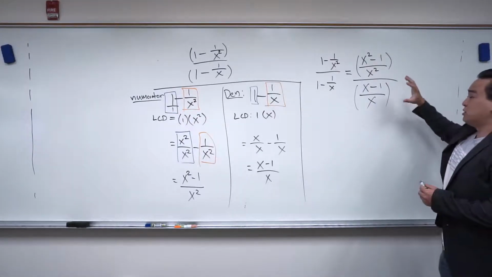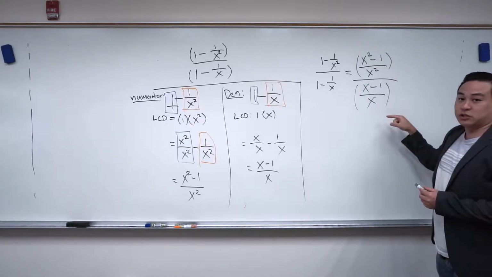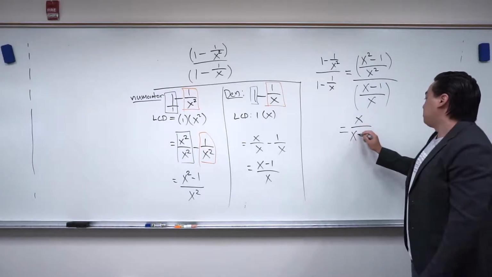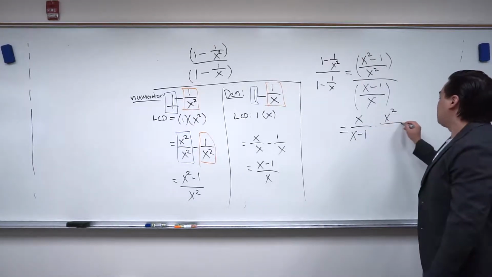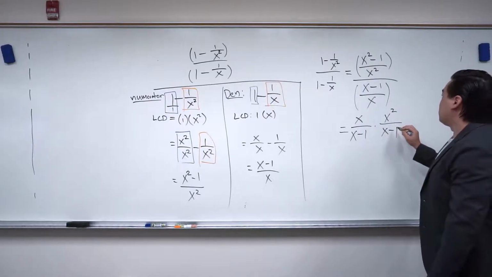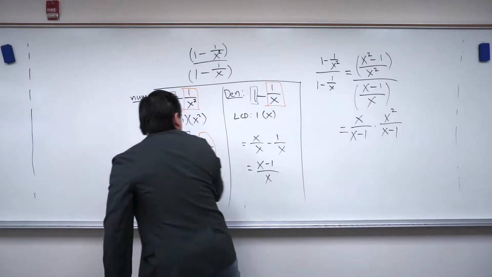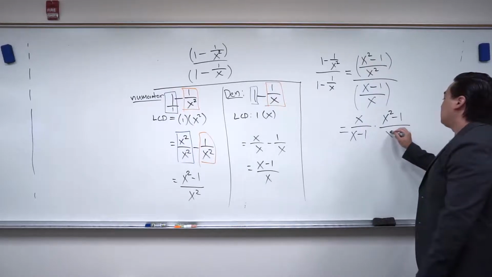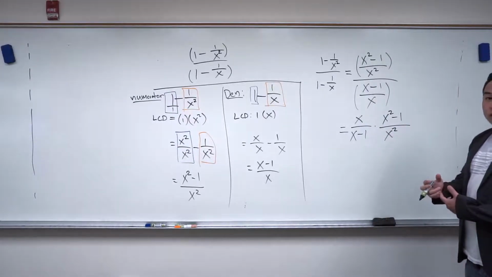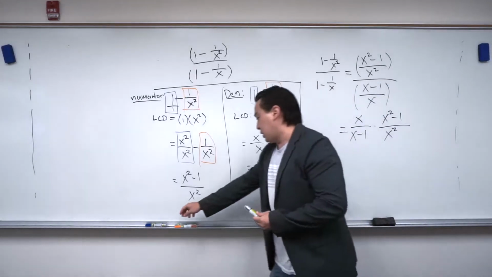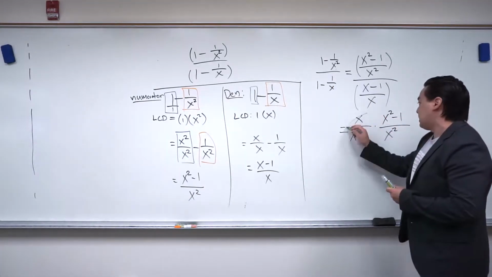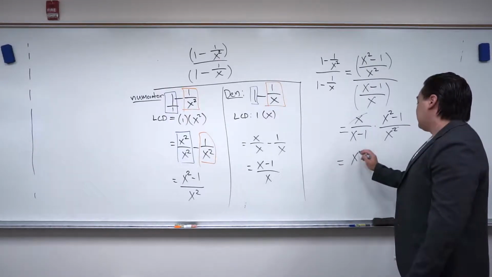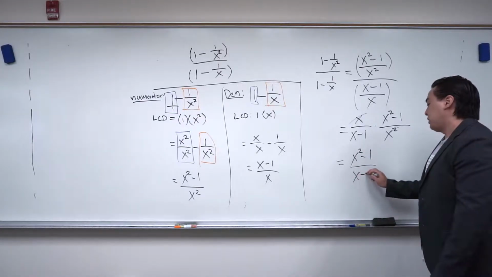And now, what do we do when we have a fraction divided by a fraction? You flip the bottom and multiply. So flip the bottom, keep the top. And then multiply straight across, right? So from here, we can see that these x's cancel with that x squared. And what we're left with is x squared minus 1 over x minus 1.